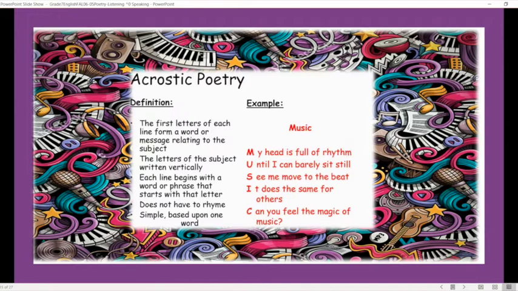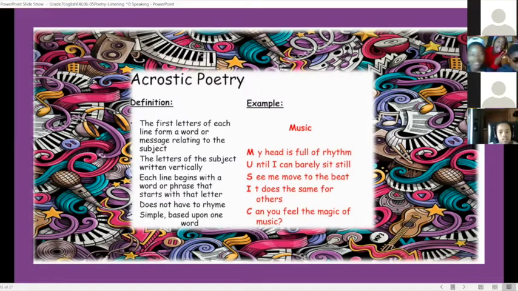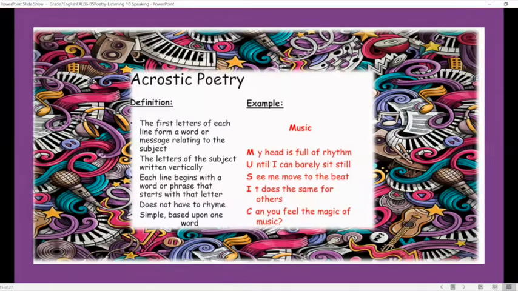So this one goes like this. My head is full of rhythm until I can barely sit still. See me move to the beat. It does the same for others, and you feel the magic of music. So it doesn't rhyme. It's all related to the topic of music, but it's written using the letters of that word. So you see how you can just create, you can even do it with your own name. You can create your acrostic poem.